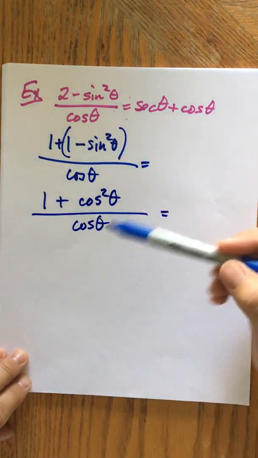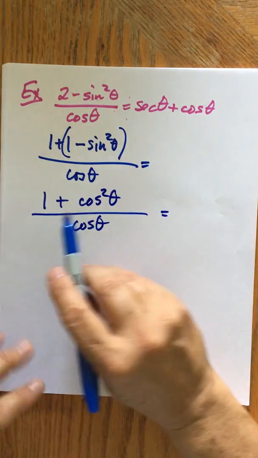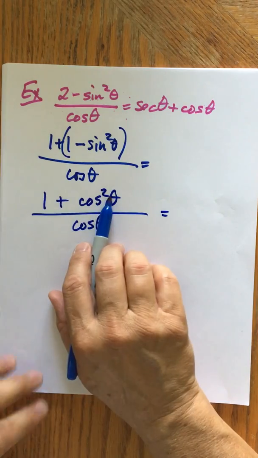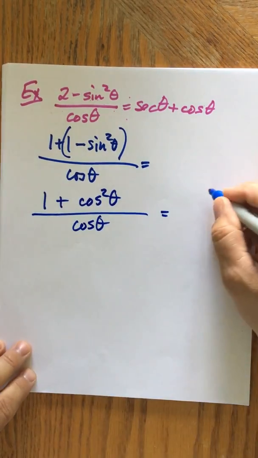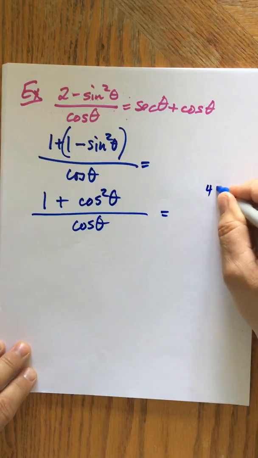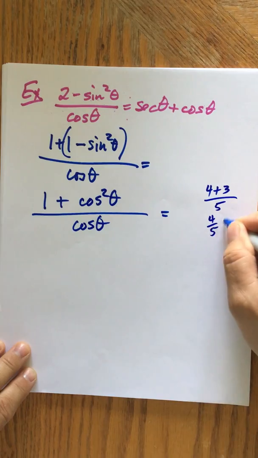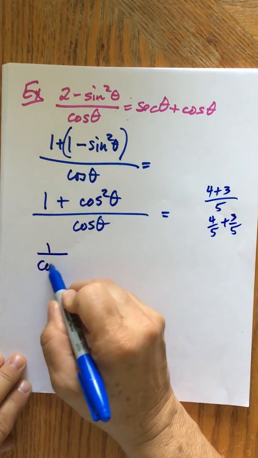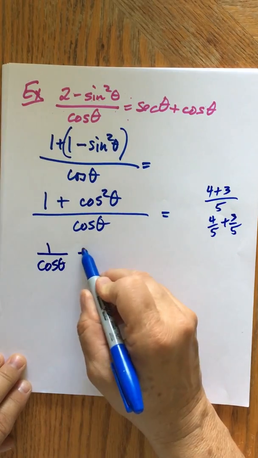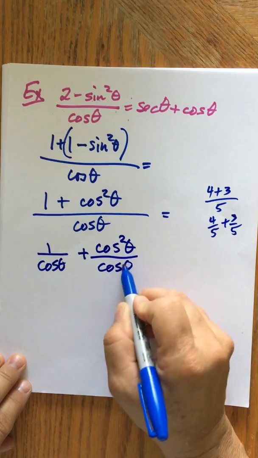And now I can split this off. If you recall, in another example, if I have 2 terms in my numerator divided by the same denominator, I can split them off. That would be like saying 4 plus 3 over 5 is the same thing as 4 over 5 plus 3 over 5. I can do that. So that's what I'm going to do here: 1 over cosine theta plus cosine squared theta over cosine theta.